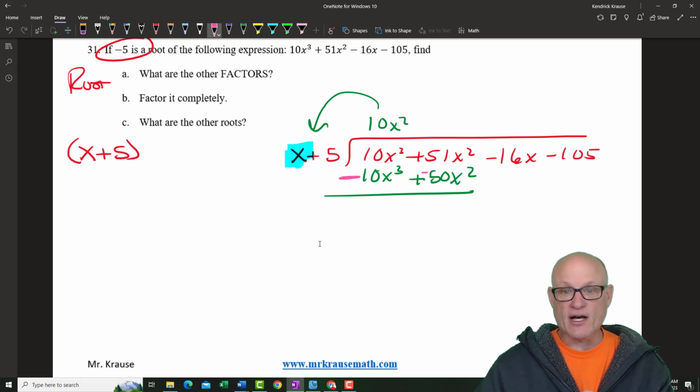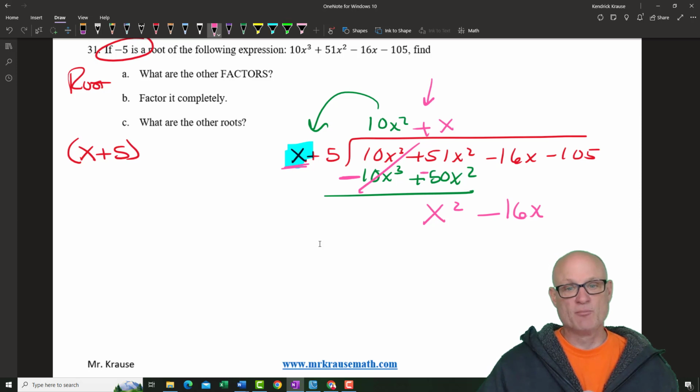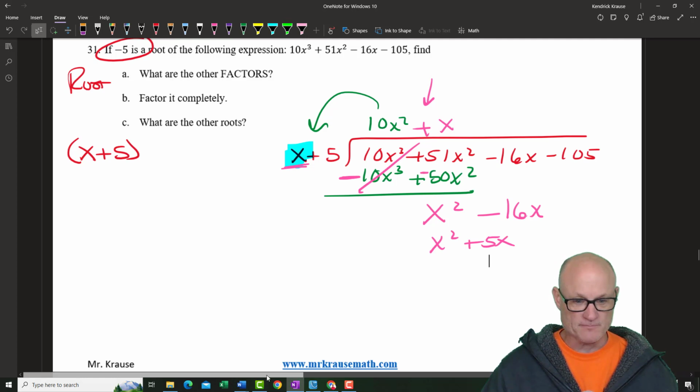Now here comes the kicker. Change the signs. These always cancel, and I just get x squared minus 16x. What again do I have to multiply x by to get x squared? Well, that's just plus x. Notice I put a sign with it, not just a plain old x there, a plus x. Multiply by both, I get x squared plus 5x. I'm afraid this is behind my big fat head again.